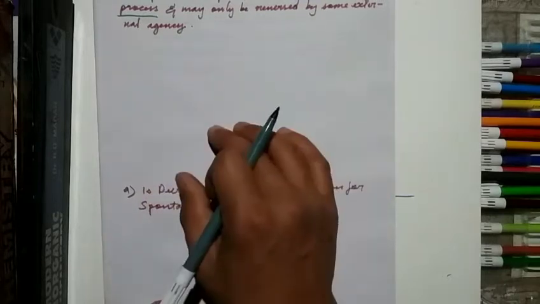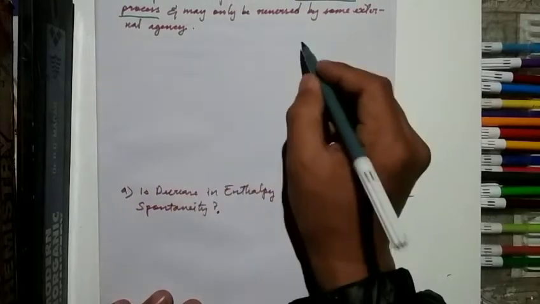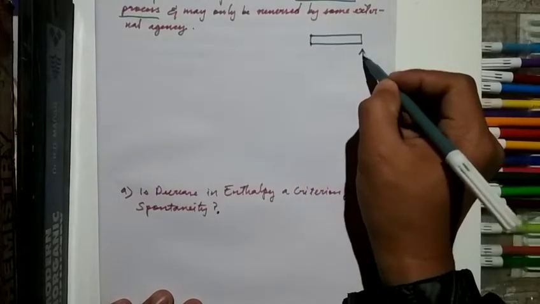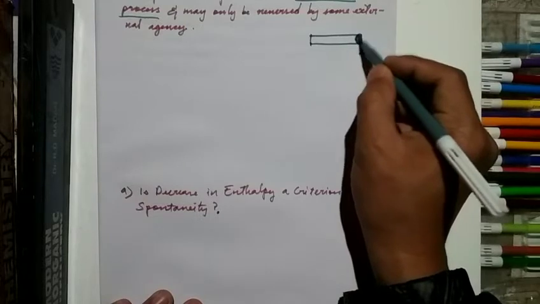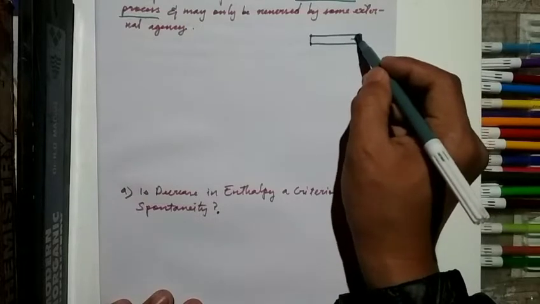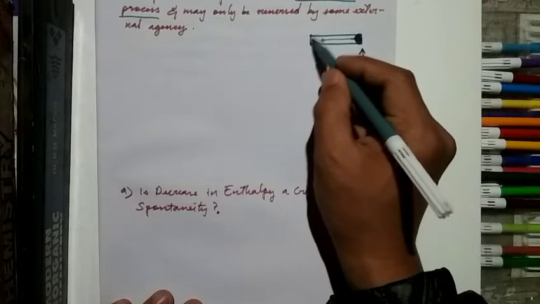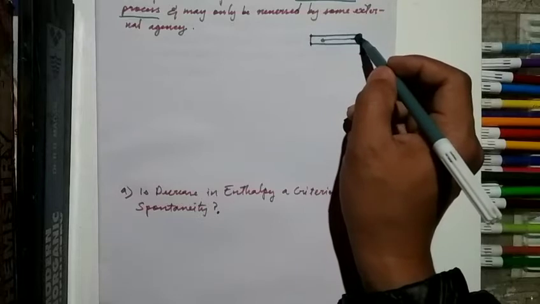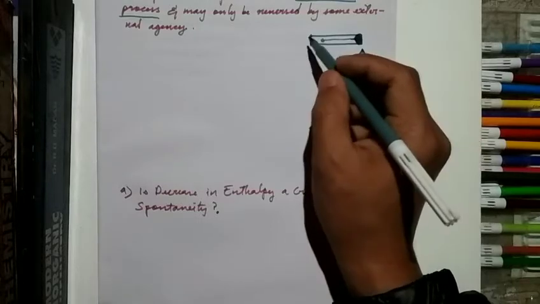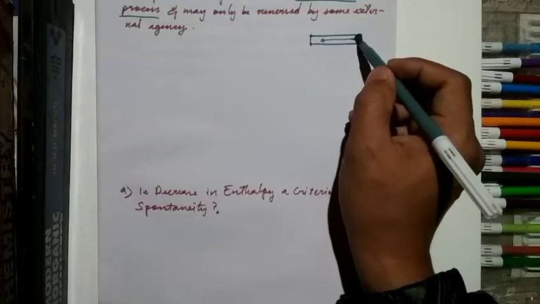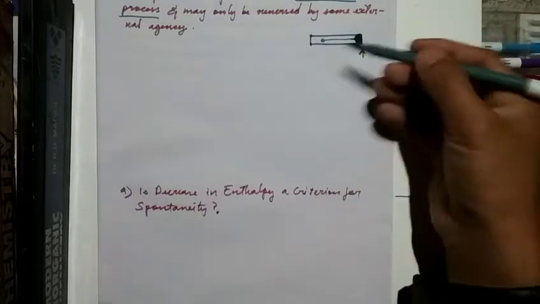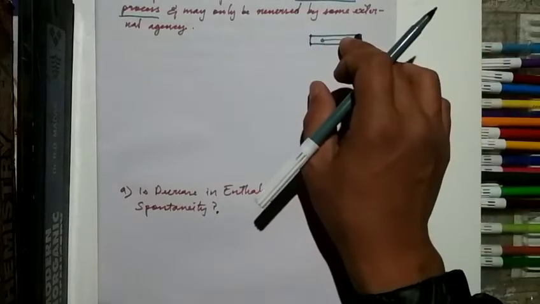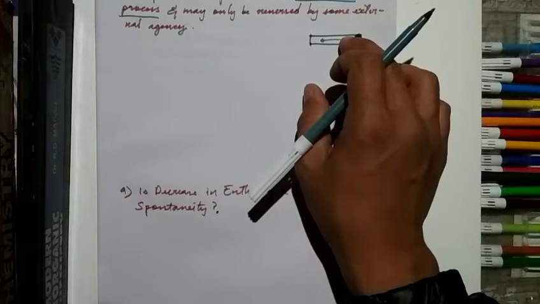Now let's take some examples for better understanding. Suppose this is iron. If you heat this end side, the heat will slowly travel from this direction to this direction. This is an example of flow of heat from one direction to another. There is a unidirectional flow of heat from this side to this side. So this is an example of a spontaneous process.